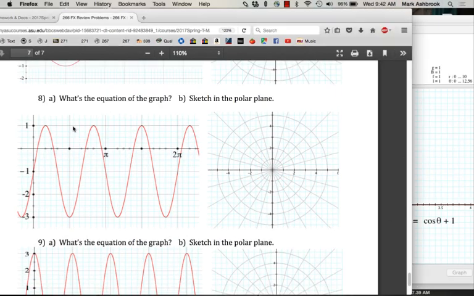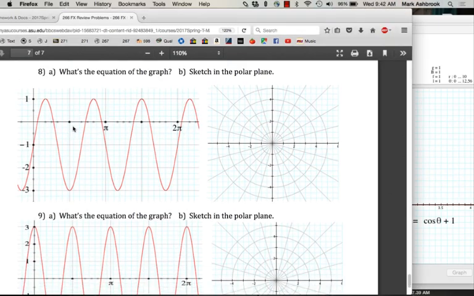Okay, so first of all, what's the equation of the graph? So we're going to do number 8 by popular demand. The equation of the graph. So start by looking at the midline. What's the midline? -1 is the midline. And then, if we're starting at 0 there, would it be most convenient to use sine or cosine?